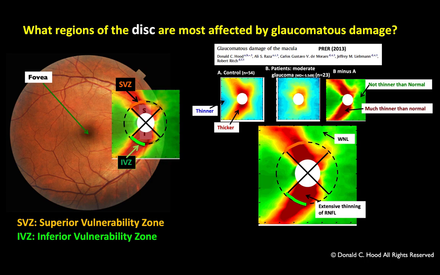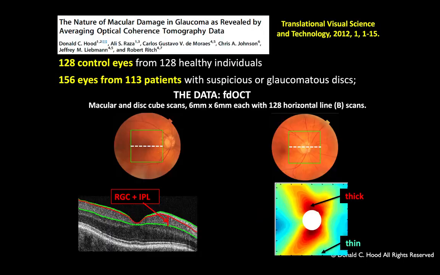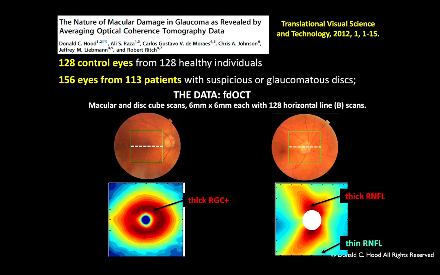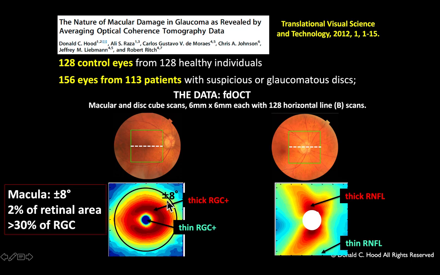So the question we were just dealing with is what regions of the disc are most affected. Well, what about the macula or central retina? As part of the study, we also had cube scans centered on the fovea, and from that we can get retinal ganglion cell thickness. Dark red is very thick, dark blue is very thin, and all of this thickness here is within about 8 degrees of fixation.